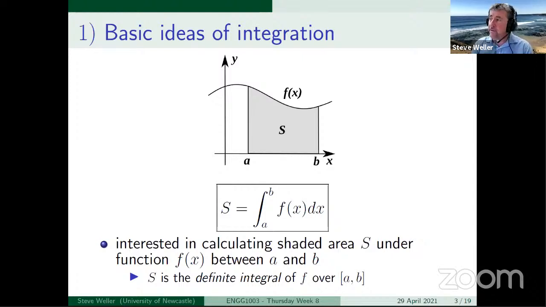Now, f could be quite a complicated function of x, and yet we're interested in calculating the area of the shaded sector there, S. Technically, that S is called the definite integral of f over the range a to b. And so that's the problem in integration. We call the expression S an integral, and we call the process of computing that integral integration.